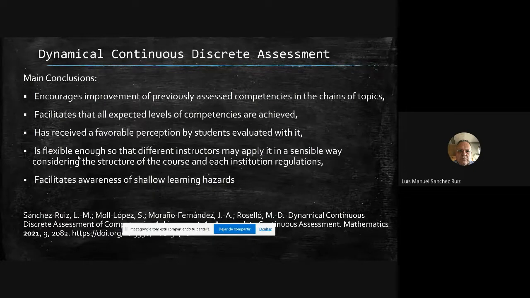So, I am going to finish. The main conclusions that I would like to point out from this dynamic continuous discrete assessment that we have been performing for more than 10 years, inspired by the CEFI position paper, where we worked quite a lot on mathematical competencies and grading and continuous assessment, is that it has been encouraging the improvement of previously assessed competencies in the change of topics. So if you pass something, you can improve that grading.